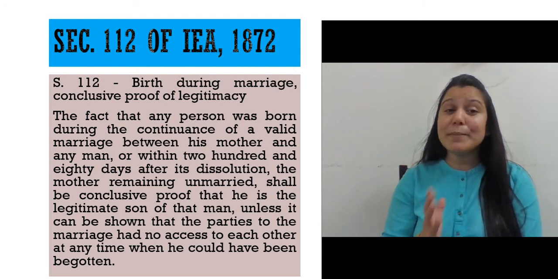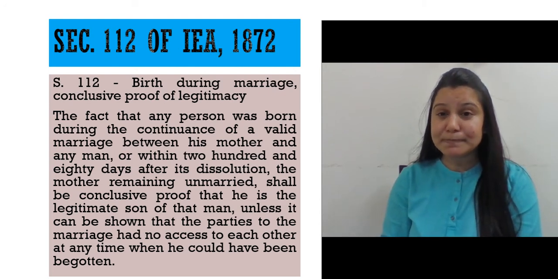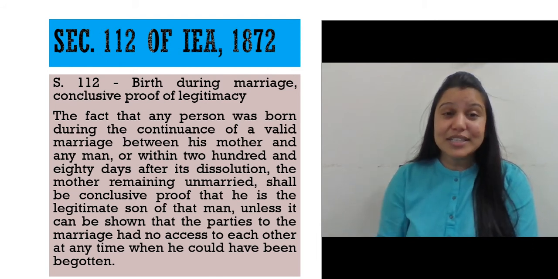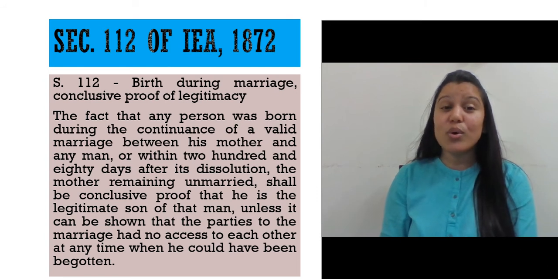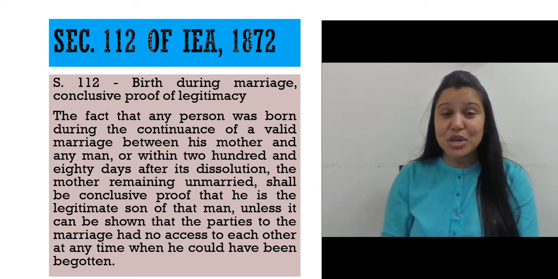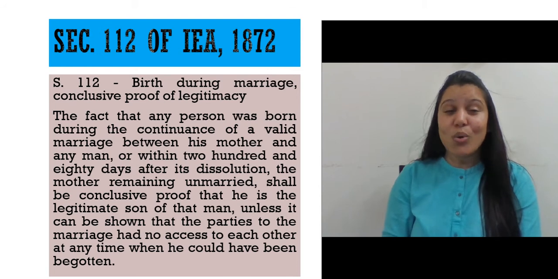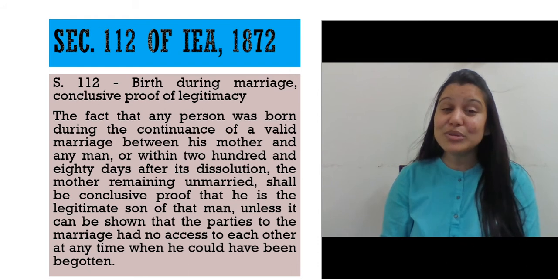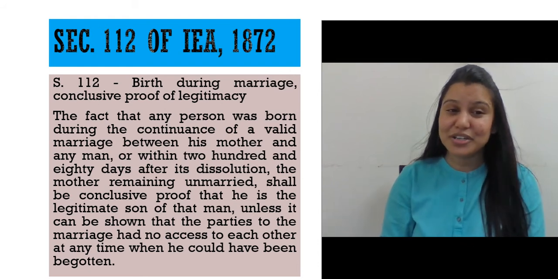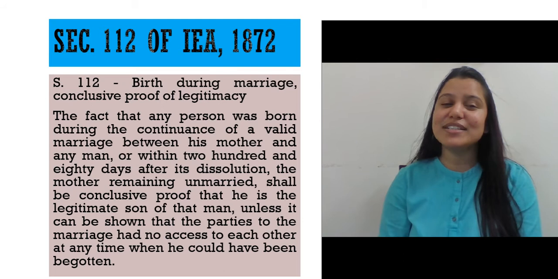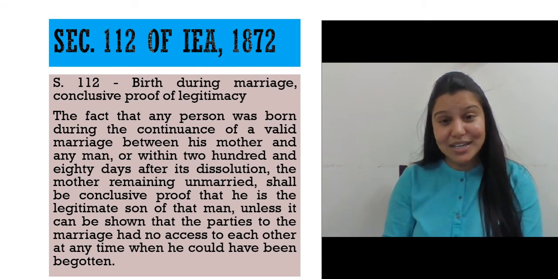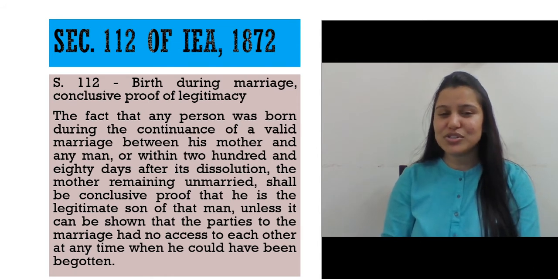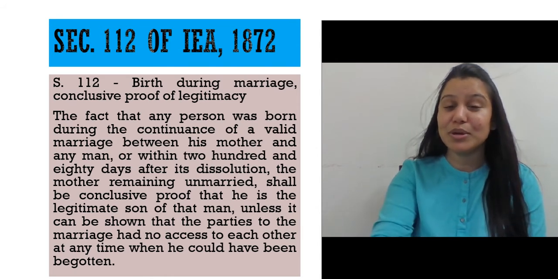Now, birth during marriage, conclusive proof of legitimacy. What does this section say? The fact that any person was born during the continuance of a valid marriage between his mother and any man, or within 280 days after its dissolution, the mother remaining unmarried, shall be conclusive proof that he is the legitimate son of that man, unless it can be shown that the parties to the marriage had no access to each other at any time when he could have been begotten.